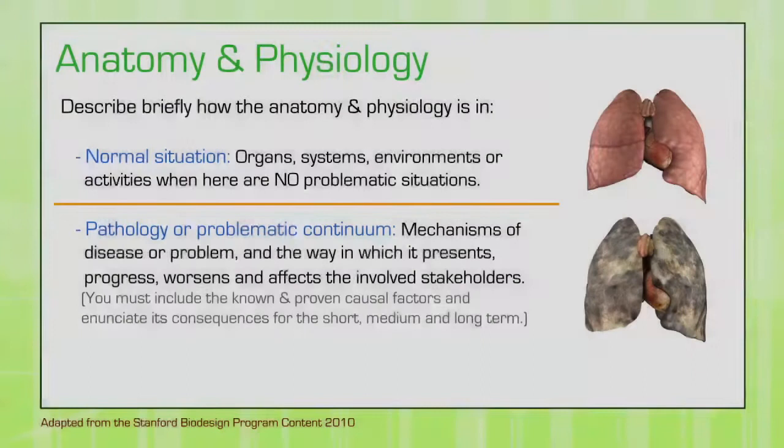After that, what you have to do is explore what is wrong. So the problematic situation, or the pathology or pathophysiology, and the problematic continuum of the disease or the problem that you want to solve. In this case, you have to explore thoroughly the mechanisms of the disease, why this happens, when this happens, because of what it happens, and the way in which it presents, okay? Does it present in an acute way? How long does it take to go from point A to point B in the disease? Does it take years to complete all these stages?